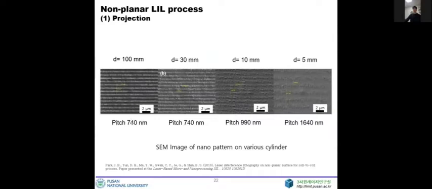A 740 nanometer pitch line pattern was fabricated on this cylinder. The result on 100 mm and 30 mm cylinders was not different from that on planar substrate, but the result from 10 mm and 5 mm cylinders showed a difference. Pattern pitch became longer, and the pattern was unclear on this cylinder.